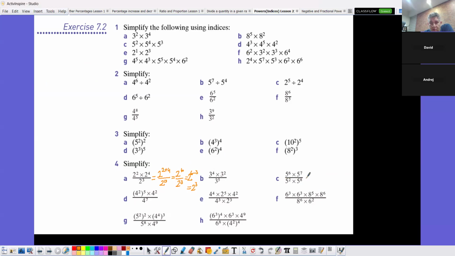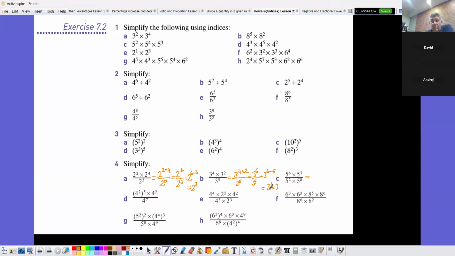Here it's going to be equal to, let me solve this one. 3 to the power of 4 times 3 to the power of 2 is equal to 3 to the power of 4 plus 2, divided by 3 to the power of 5, which is equal to 3 to the power of 6 divided by 3 to the power of 5, which is equal to 3 to the power of 6 minus 5, which is equal to 3 to the power of 1, and that has to be 3 also.